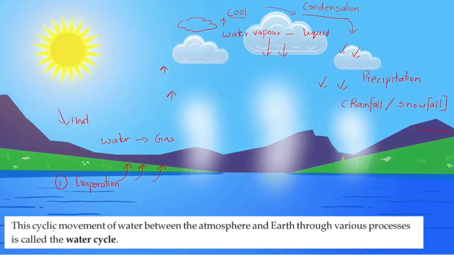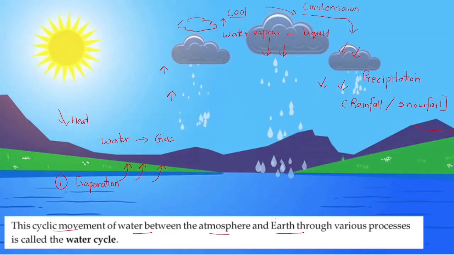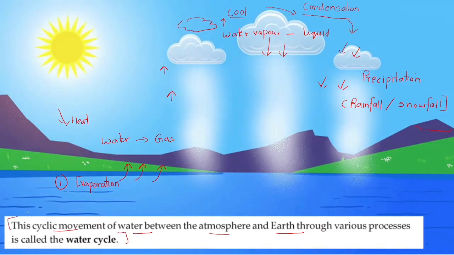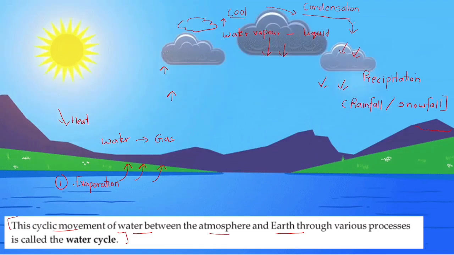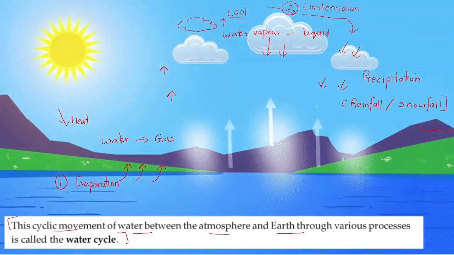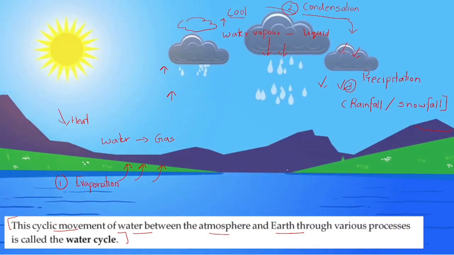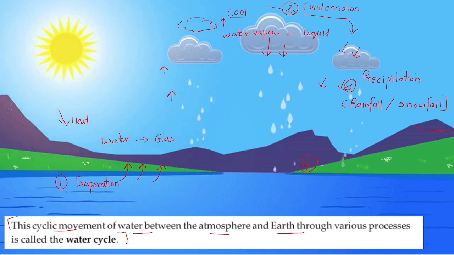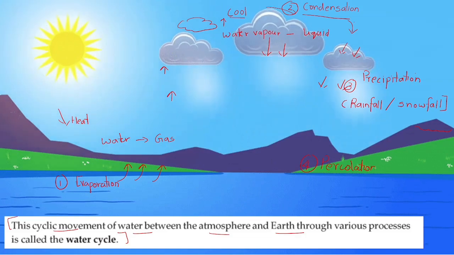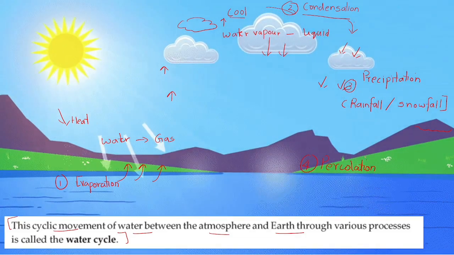So the cyclical movement of water between the atmosphere and the earth's surface is called the water cycle. And the water cycle has various stages. We have the first stage, evaporation, the next stage, condensation, the third stage, precipitation, and the fourth stage, percolation. So with that, I think we have understood what the water cycle is.